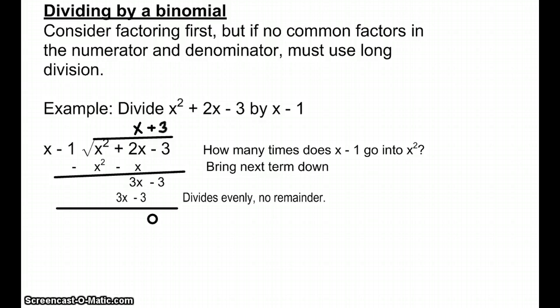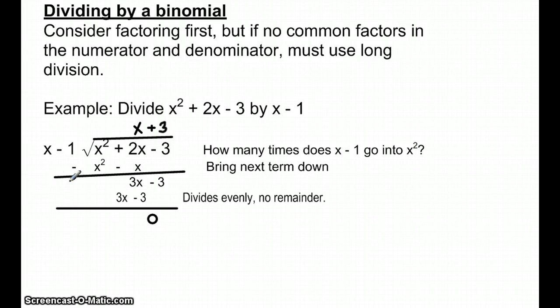So again, I set it up in long division form. And you look at how many times does x minus 1 go into x squared. It has to go in x times. So the first thing we're going to write up top is the x, and we multiply x times x minus 1 to get x squared minus x.